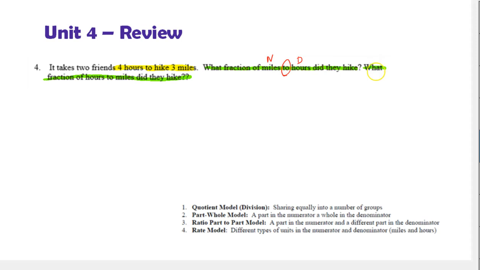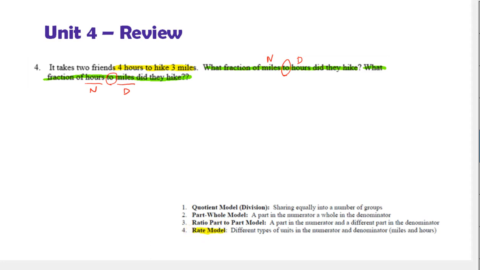In the second one it says fraction of hours to miles. So here's hours first, then miles. Okay. So hours is going to be in the numerator and miles is going to be in the denominator. Also notice in our chart below that this is a rate model.